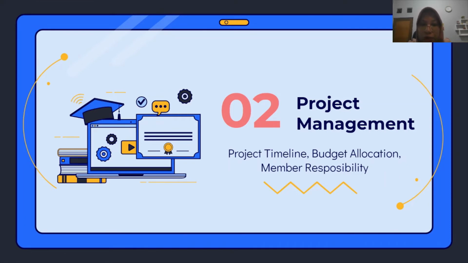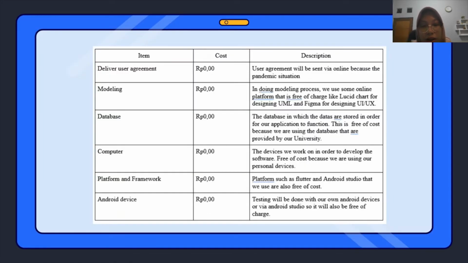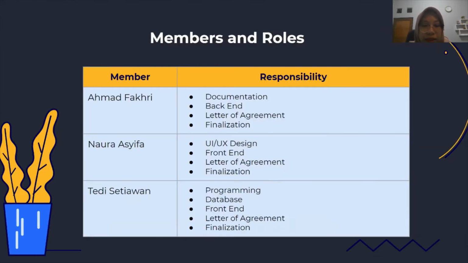Okay, then we move to the second topic, that is project management. This is our project timeline, where we start from October with analysis and finish in December with application testing and finalization. The cost estimation is mostly zero because we use applications that we can get for free. And these are the members and roles, where Ahmad Fahri is the back-end developer, and Naura Ashifa and Teddy Setiawan are front-end developers.